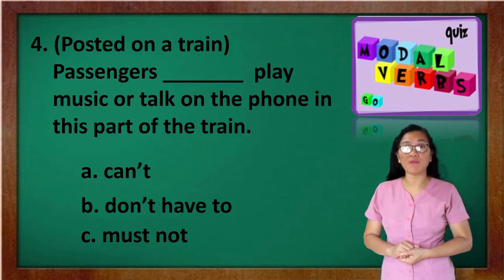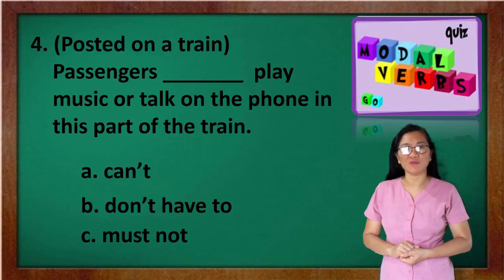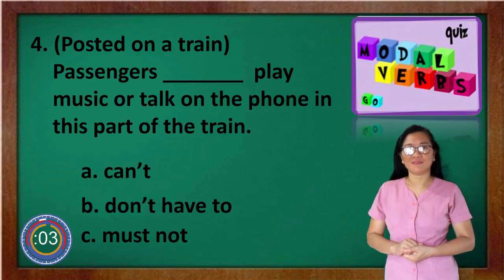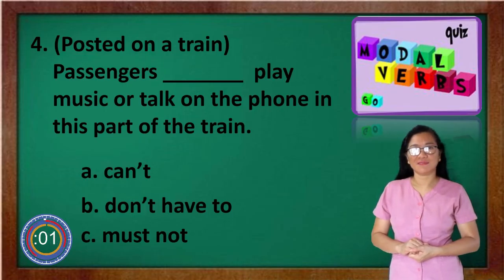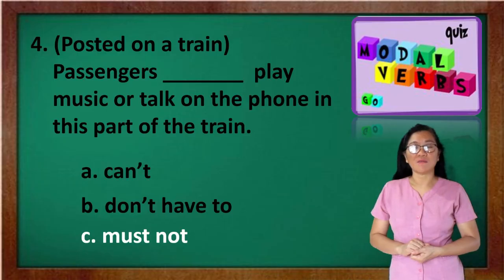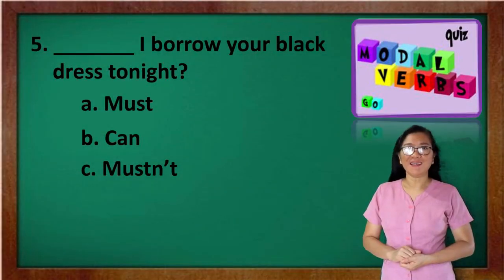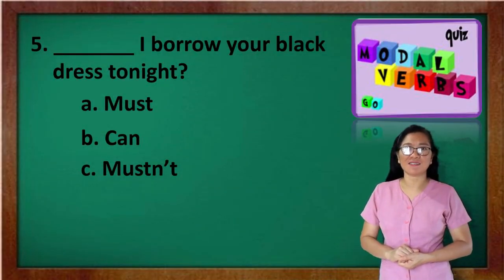Passengers blank play music or talk on the phone in this part of the train. A. Can't. B. Don't have to. C. Must not. The answer is C. Must not. You're learning fast. Finally, let's have the last sentence.